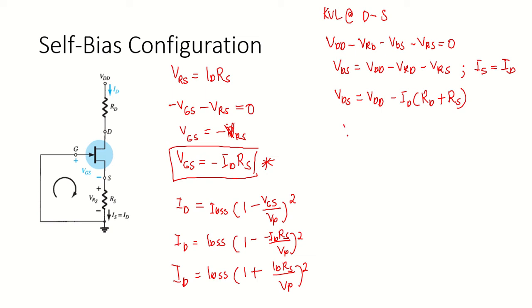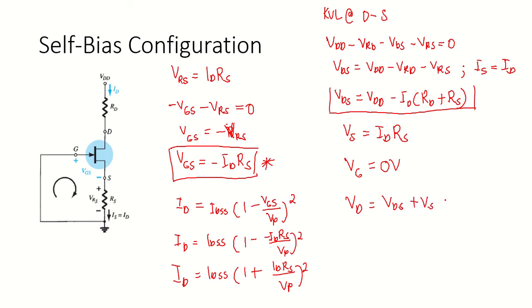And to get the value of VS, VS is equal to ID RS, and VG for FET is equal to 0 volts, and to get the value of VD, that is equal to the VDS plus the VS, or VDD minus VRD. So here are the different parameters of the FET.